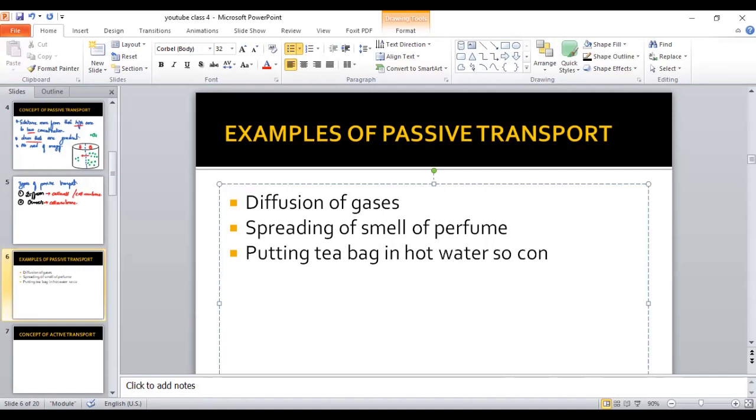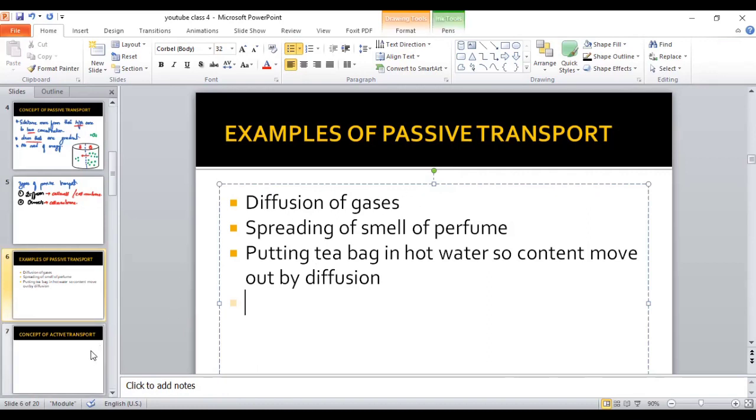So content move out by diffusion. Then simple spreading of a drop of ink in water. So there are multiple examples of passive transport.